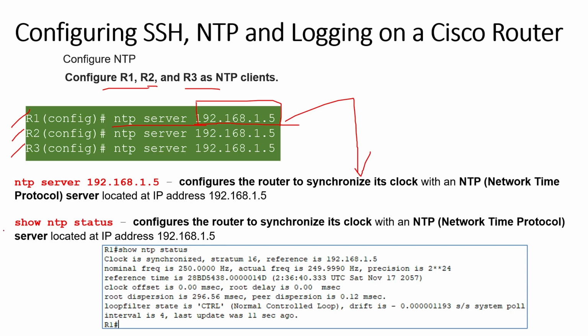If you type the command show ntp status, it will show the status of your NTP or the status of your clock. If it shows clock is synchronized, then you are synchronizing your router time to an NTP server.